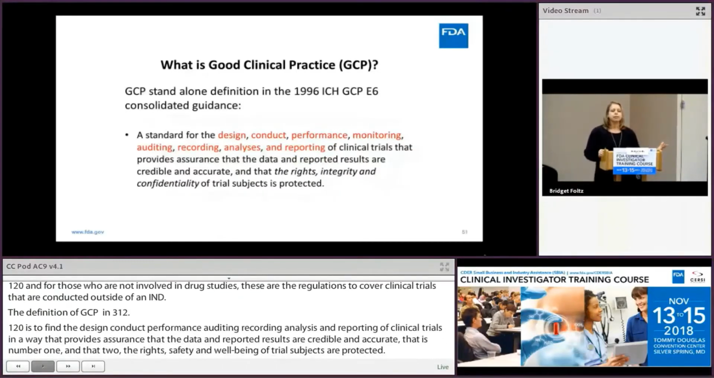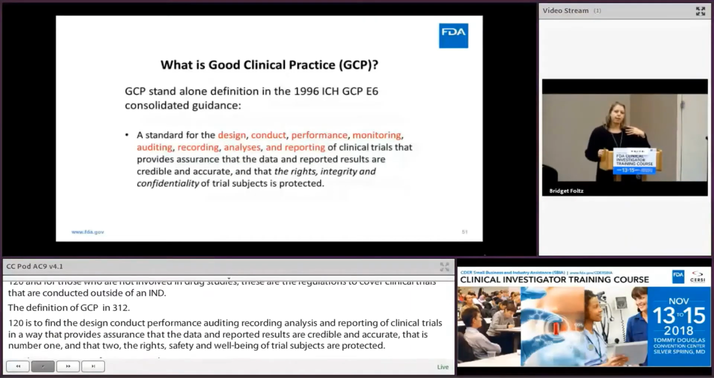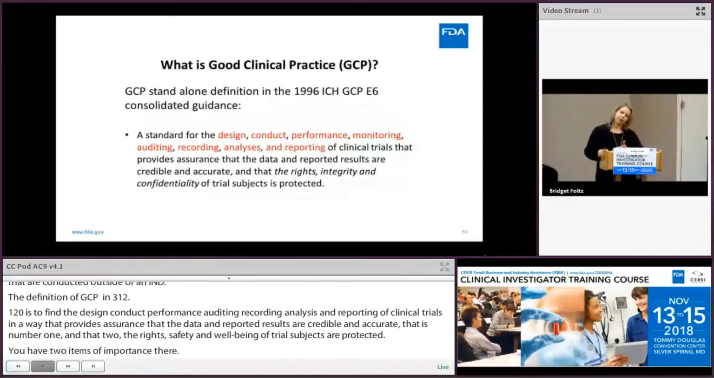Where we take our standalone definition primarily from, and that actually probably should be updated to the E6R2 addendum, originally came out in the 1996 ICH E6 Good Clinical Practice Consolidated Guidance. And that, again, talks about the design, conduct, performance, monitoring, auditing, analysis, and reporting in clinical trials. Again, providing the assurance that the data and reported results are credible and accurate.